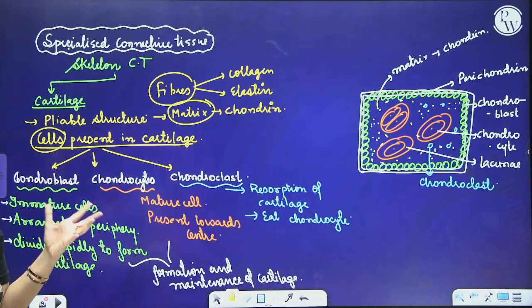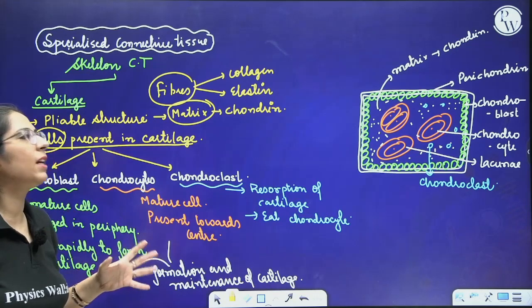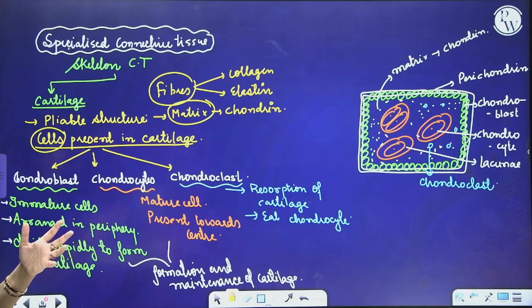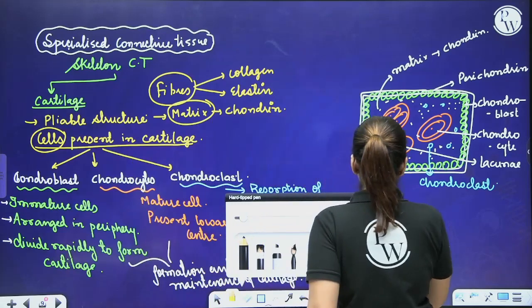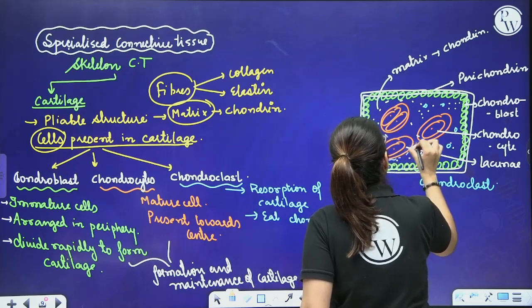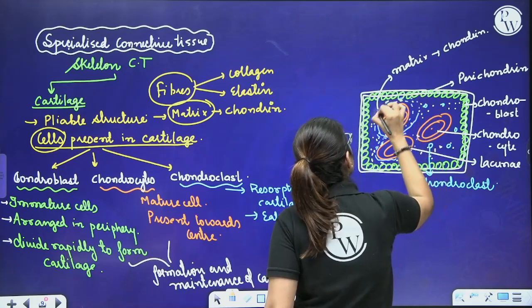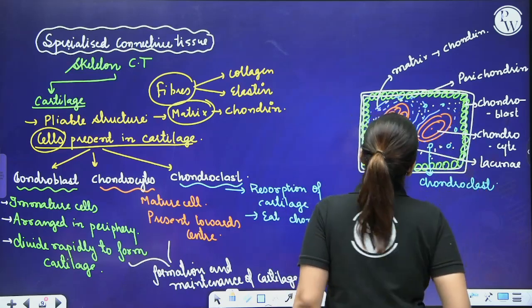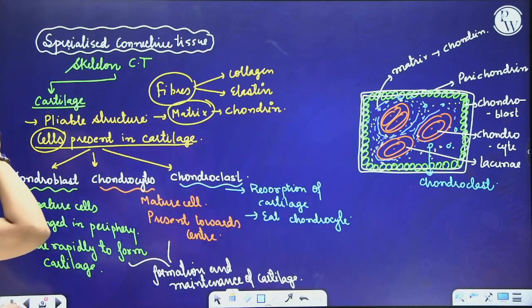Whereas when we'll be talking about the bone, you will realize that over there only a single osteocyte is present. Clear. So some fibers are also present. So let's draw the fibers also, otherwise you will be confused about how these fibers are present. Very beautifully, these collagen fibers are arranged, right? So with this, we are done with the cartilage.